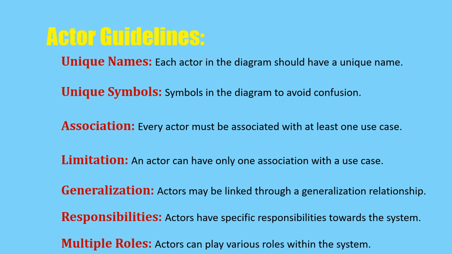Multiple roles of actors. An actor can play various roles with the system. For example, in a university system, a professor actor can play the role of an instructor, researcher, or advisor, depending on the context. This flexibility allows actors to fulfill different roles within distinct systems. By following these guidelines and understanding the role and relationship of actors in a use case diagram, stakeholders can effectively model the interaction and behavior of the system.